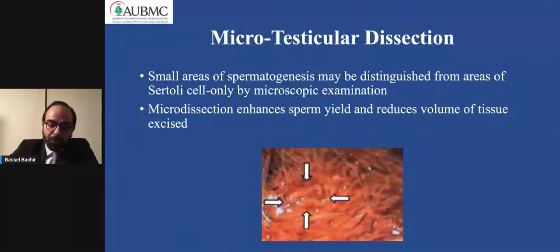Again, it's very important to counsel our patients on the importance of going for the correct procedure. We all know that microtesticular sperm extraction, or microdissection, is the procedure that really enhances sperm yield in these patients. Furthermore, we also reduce the volume of tissue excised and therefore preserve the testicles as much as possible. And it's really only with these microsurgical techniques that we are able to see these small foci of spermatogenesis and help our patients by providing them with the best chances of sperm retrieval.